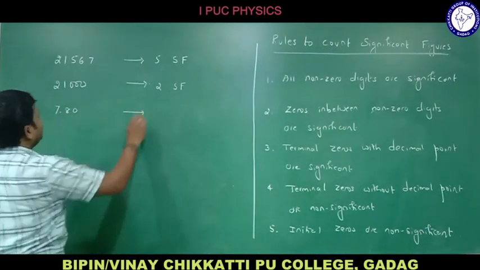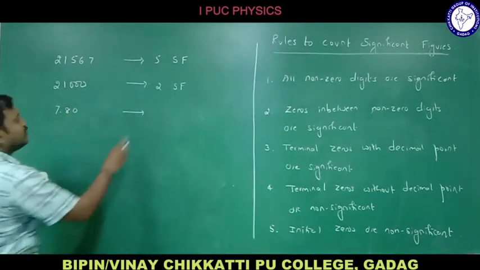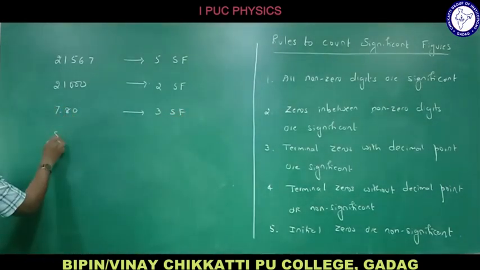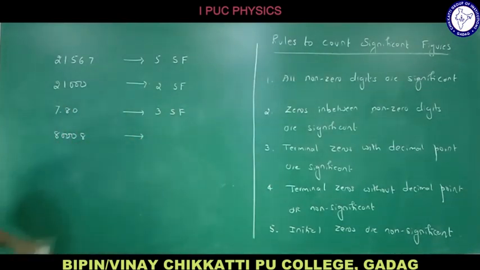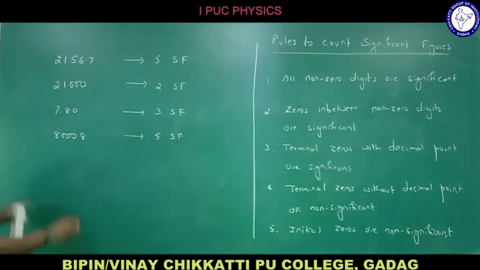For example, 7.80. How many significant figures are there? This 0 will become significant because there is a decimal point. So 3 significant figures. If it is like this, 8, how many significant figures are there? Middle zeros, yes, they become significant, and therefore there are 5 significant figures.